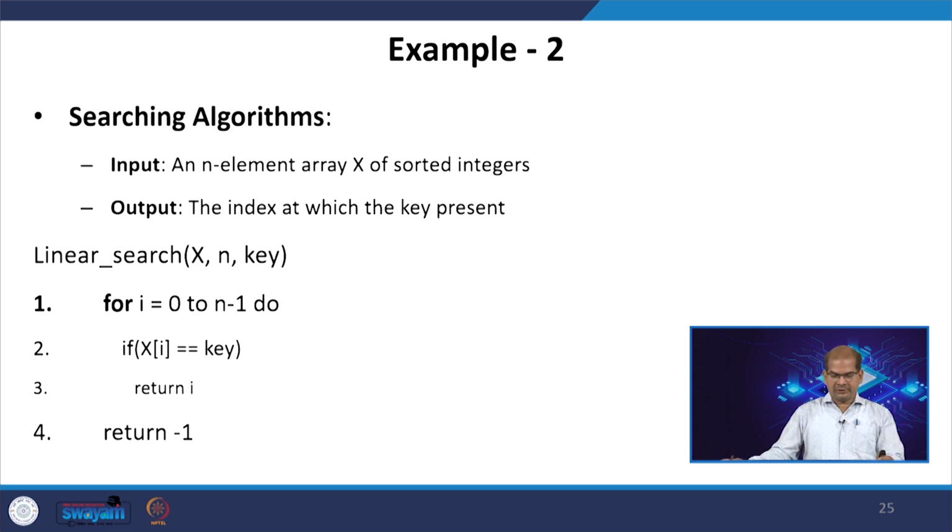Now, we will go into example 2, where we are looking into the searching algorithm. In this searching algorithm, the input is an array with n elements, and the output is based on the key given, whether it is there or not, we need to check it. So, I have x, which is an array, n is the number of elements in the array, and the key is whether that element is there in the array or not.